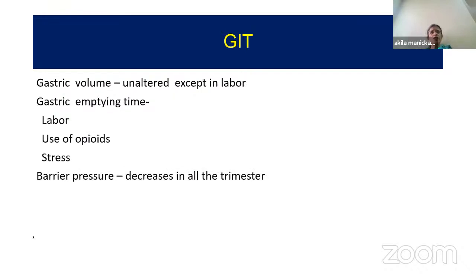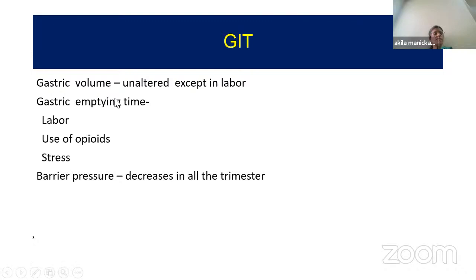that these patients are prone to gastric aspiration. When you analyze the reason for gastric aspiration, the determinants are the gastric volume, gastric emptying time and the barrier pressure. These are the determinants which ultimately result in regurgitation and aspiration. So when you look at the gastric volume, the volume of acid that is secreted in response to gastrin is not altered during pregnancy, but during labor the volume can be more because of the pain and the sympathetic response.